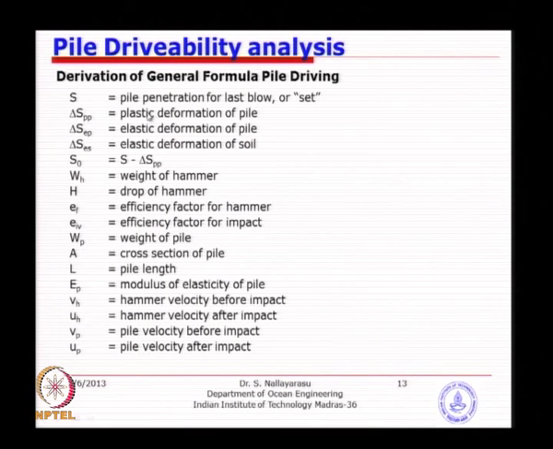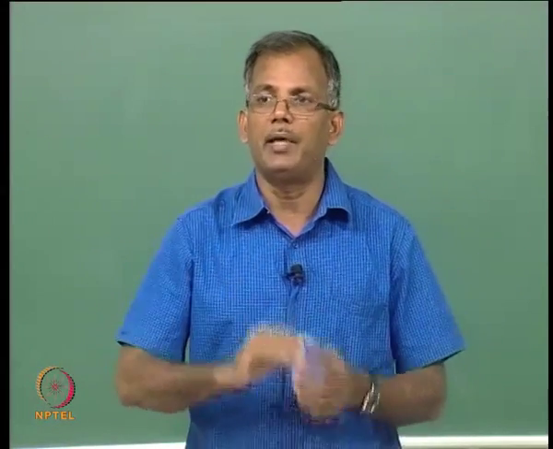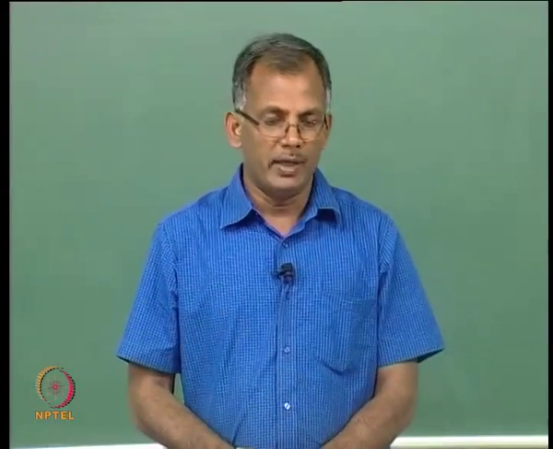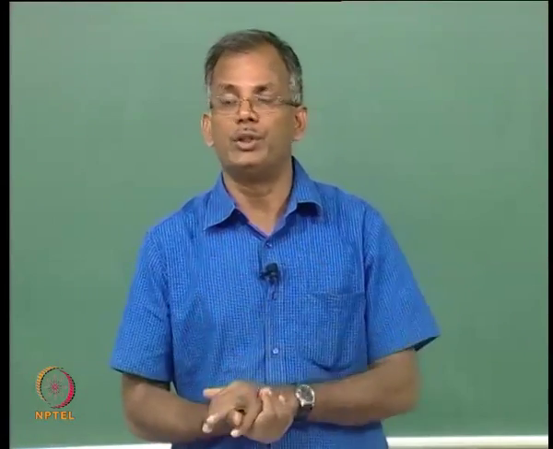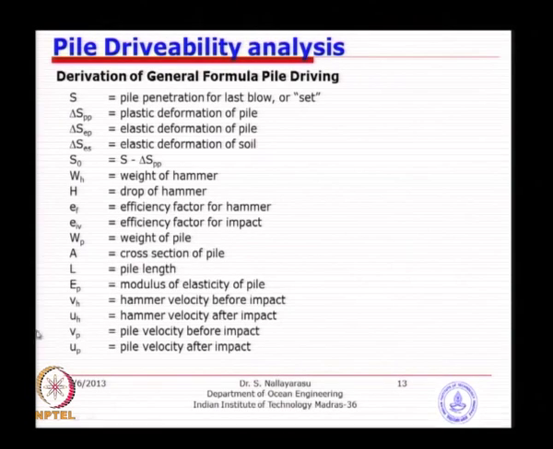For example, for the pile itself, this notation you have to understand, P is pile and S is soil, elastic and plastic. Hammer weight, hammer drop, the drop height from which it is falling down, and then efficiency of the hammer, efficiency of impact, basically just before impact and after impact, what is the kind of energy loss, that means during the impact process. And then section properties of the pile, length, modulus of elasticity, these are known parameters.